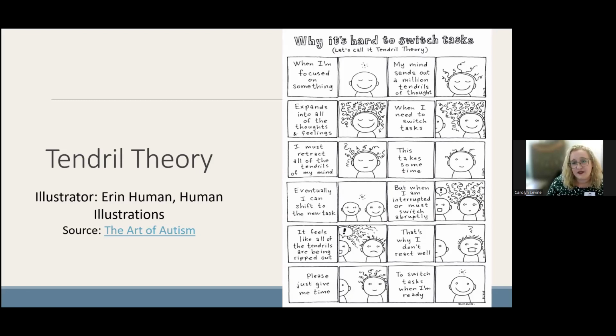And basically it shows how it feels to be focused on something, and then what it's like to be interrupted and have to switch tasks abruptly. It gives a little more insight into needing more time to respond to things or to process instructions. So if you call on a student and they don't answer immediately, this might be part of it. They might just need a minute to regroup, reprocess, switch from one gear to the next.